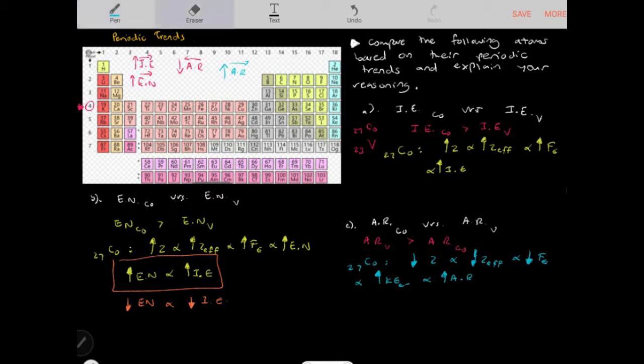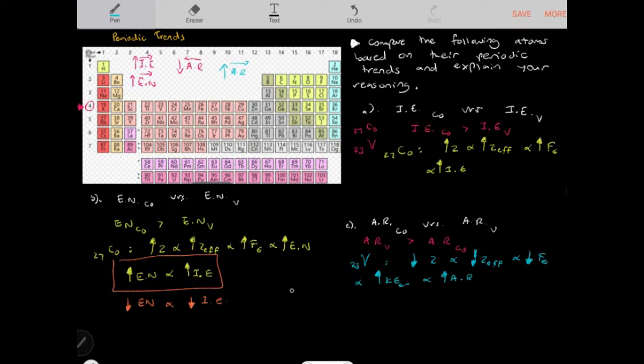The atomic radius is higher. Sorry guys, this is vanadium, not cobalt, right? Because we said the atomic radius of vanadium is higher, so it's kind of lost in translation there. So this is for vanadium, right? So the nuclear charge is lower. As a result, the effective nuclear charge is lower. The force of attraction is weaker. The kinetic energy of its electrons, its valence electrons specifically, is higher. As a result, the atomic radius is higher, right?